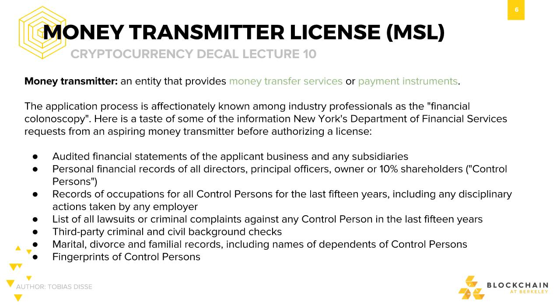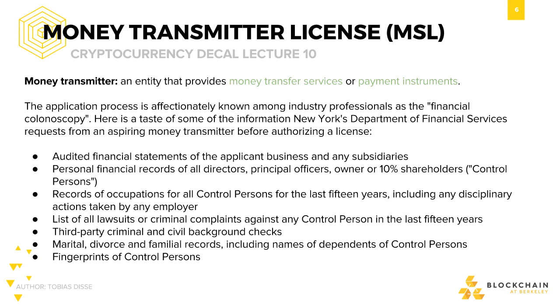The money transmitter license is what authenticates a person or entity to be able to provide money transfer services or payment instruments. So this is important in cryptocurrencies because if you don't have this license, then you're obviously going to be called out and you're going to be shut down. And in order to obtain this license, you have to go through a very thorough process, which is called by some a financial colonoscopy, because they want to check everything as deep down as they can to make sure that you're not engaging in any illicit or malicious or otherwise irresponsible behavior.